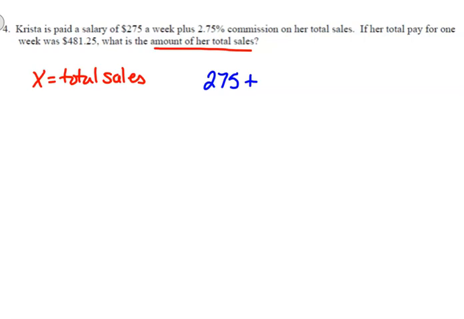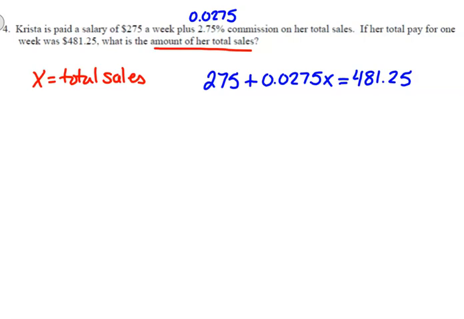In order to do that, the easiest way is to actually change that from a percentage to a regular decimal, which means I'm moving my decimal 2 places forward. So this is really a 0.0275. So that means I need 0.0275 times X, and that's going to give me her total paycheck, $481.25. So this one's a little tricky because we have to change up that percentage so that we have a decimal value to multiply with X.